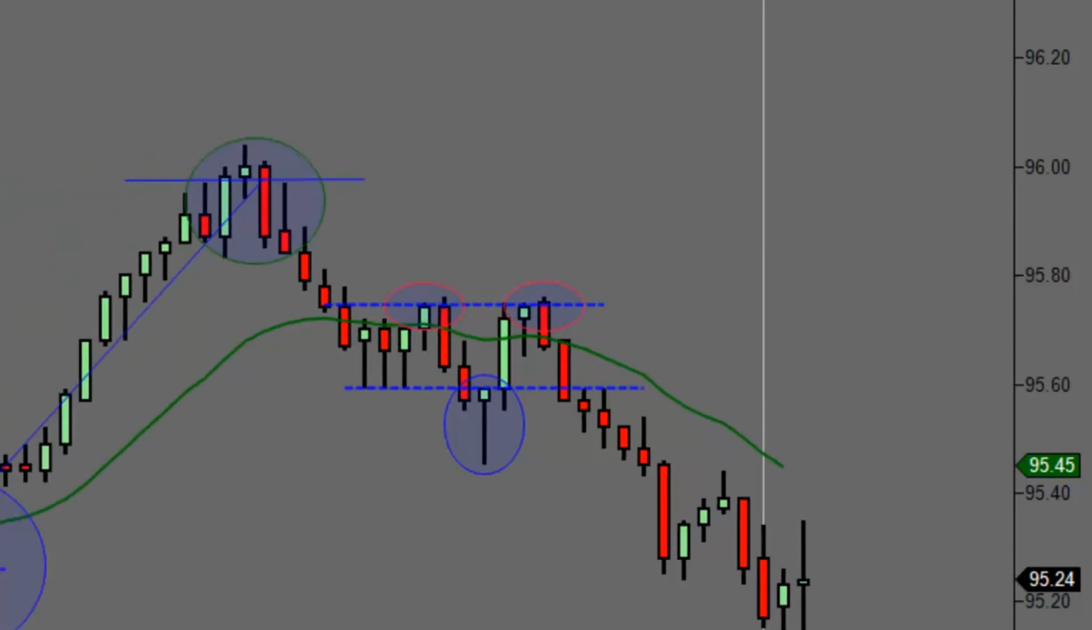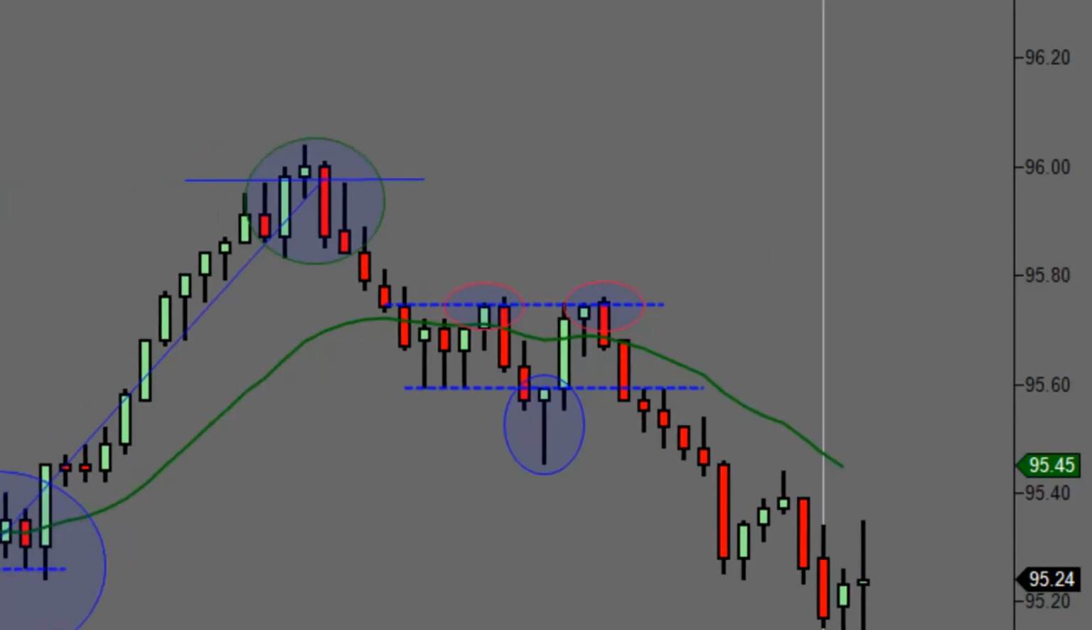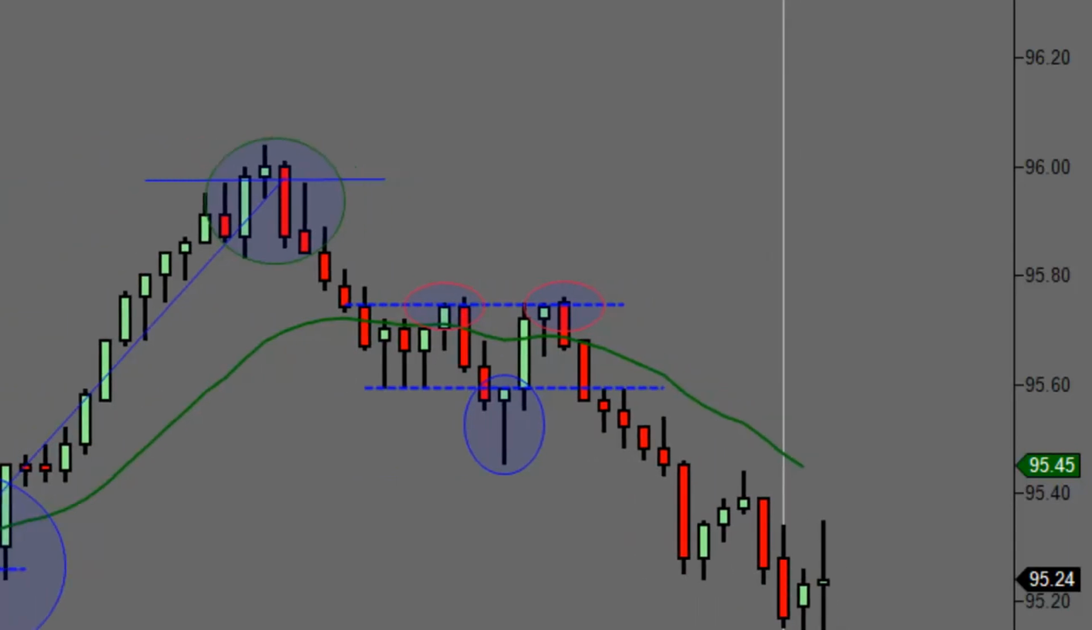I'm still trading the February contract, and as you can see, there's quite a bit of movement on it, enough to trade anyway. So that's it for now.